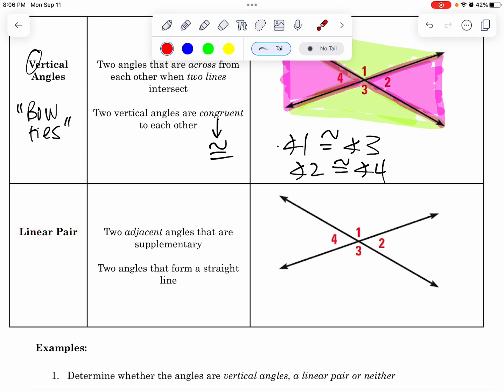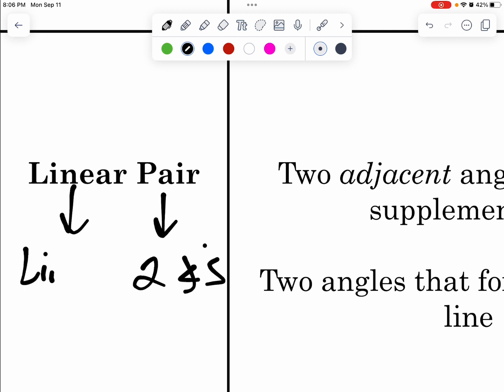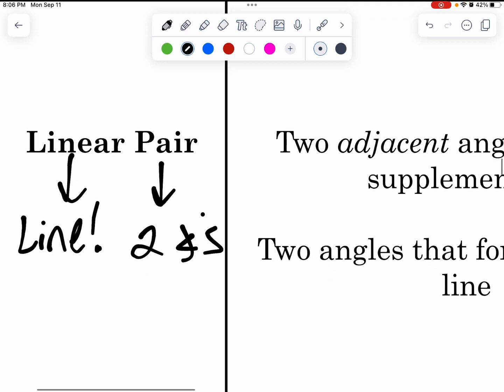So a linear pair is a pair of angles. You can look at your notes from yesterday to remember the word adjacent. That means that they're touching or they share a side, kind of like 1 and 4. Those are adjacent because they are sharing this ray right here. They're touching. That's what adjacent means. And the fun thing about linear pairs is that they form a straight line. I mean, you know what the word linear means, right? And you know what the word pair means, right? So it is a pair of angles, two angles, that form a line. Okay, so it's pretty self-explanatory.